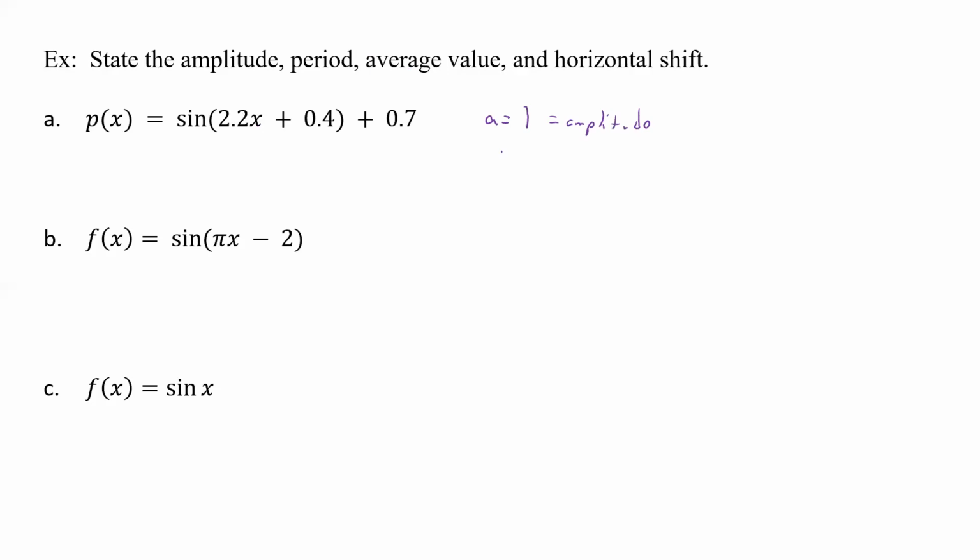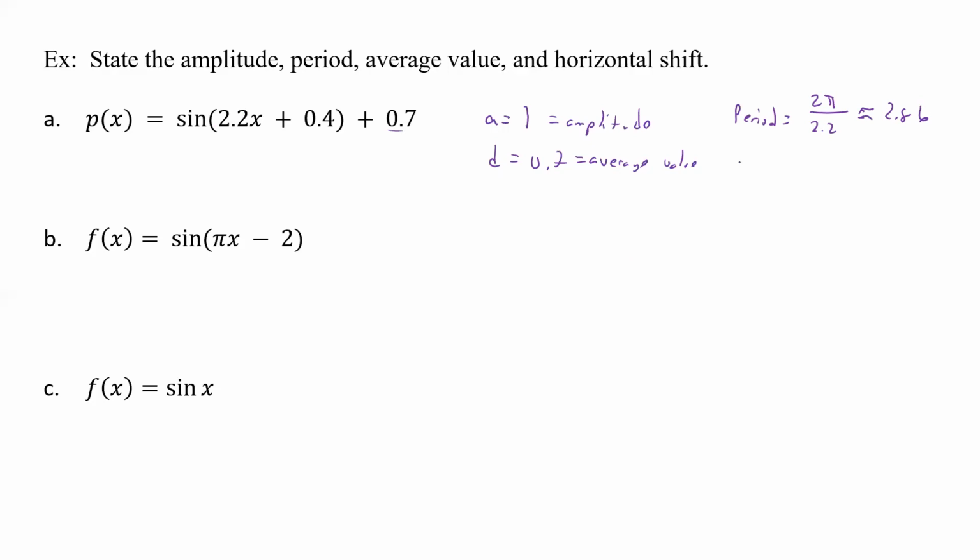Okay, now let's do average value next. So that's D is equal to what? Well, 0.7, and that's equal to our average value. And then our period is equal to 2 pi over B. Well, B is 2.2. And that would be the exact value if we wanted it. Now, if we wanted the actual numerical value, we'd just take 2 pi divided by 2.2, and we would get 2.86 roughly. So we'll say approximately 2.86.